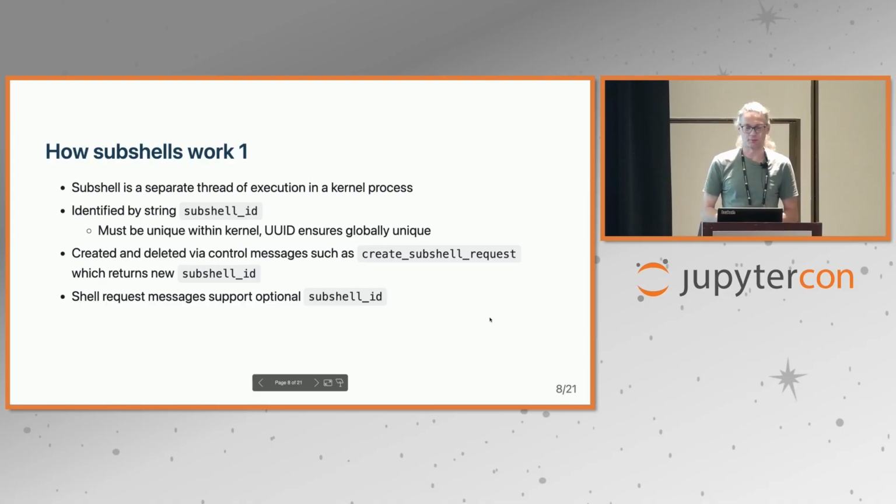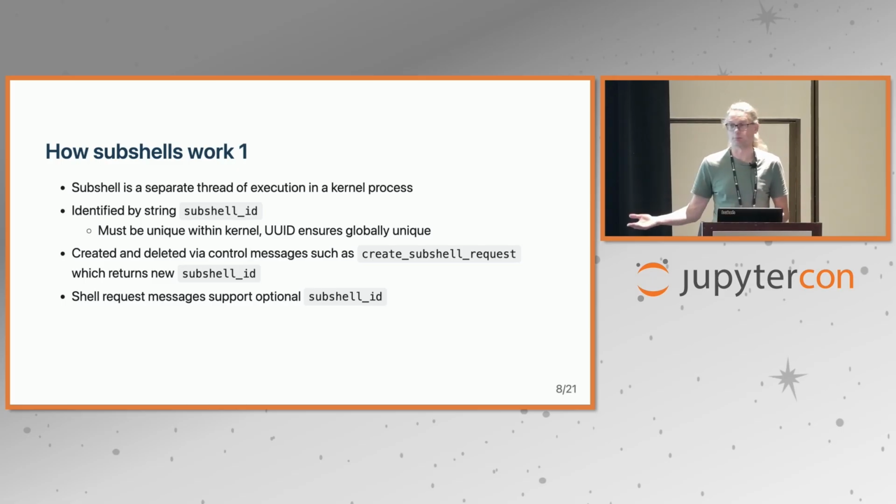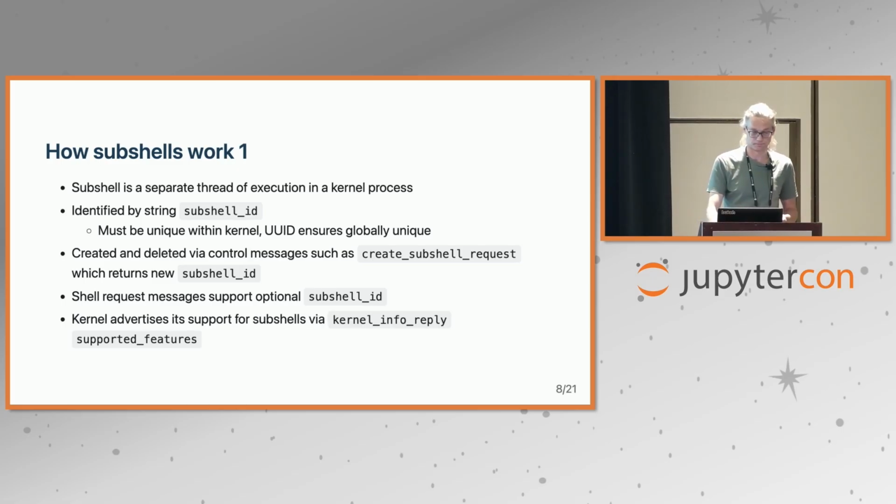All shell request messages now support an extra optional subshell ID. If they don't have one, then that means run them on the main shell. If they do have one, run them on the appropriate subshell. And the kernel advertises its ability to support subshells in a very specific way. So you can ask a kernel, do you support subshells? And it will say yes, or I don't know what you're talking about, i.e. no.